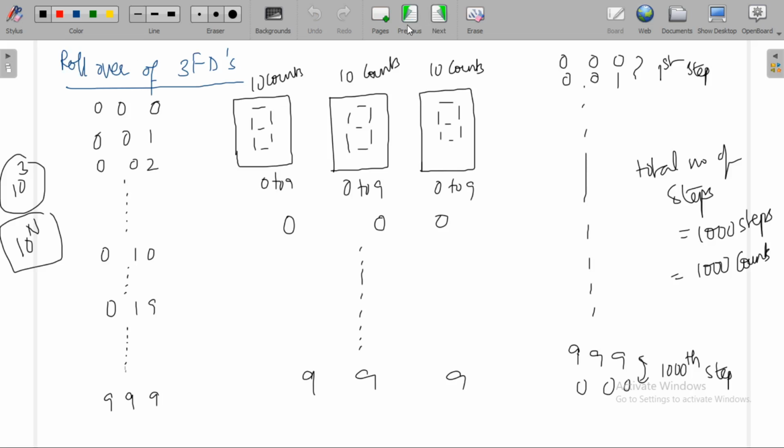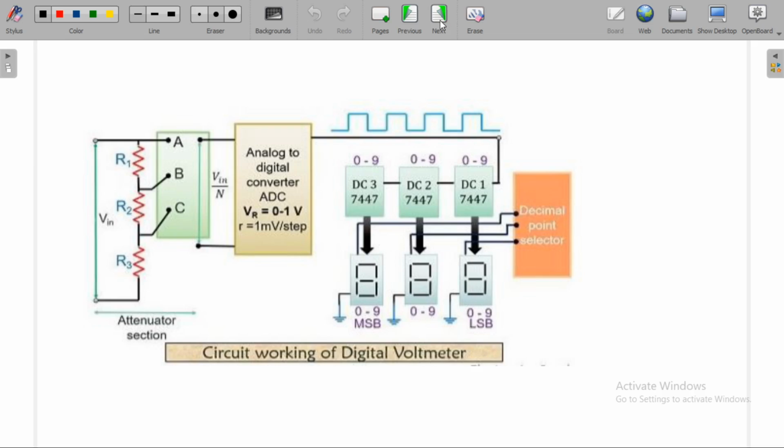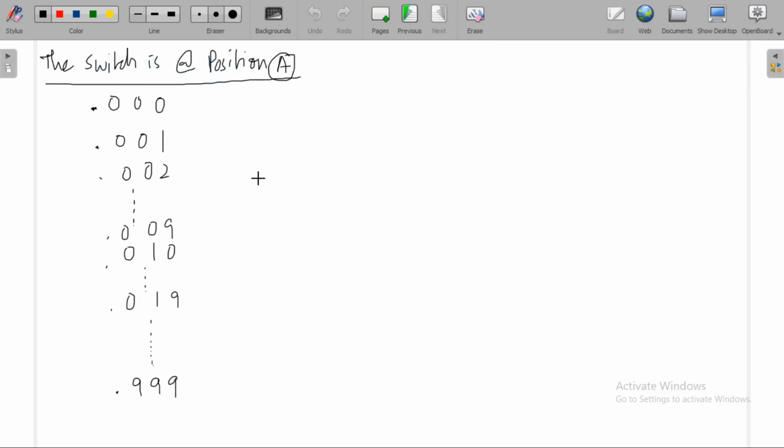Anyhow, if you select this range, this voltage will be equal to V in only. V in by 10 to the power of 0 means the input voltage is directly given to this ADC. Now, what is the resolution? If the switch is thrown to position A, the range will be 0 to 1 volts. The voltage given to the ADC is V in only, V ADC is 1 into V in.